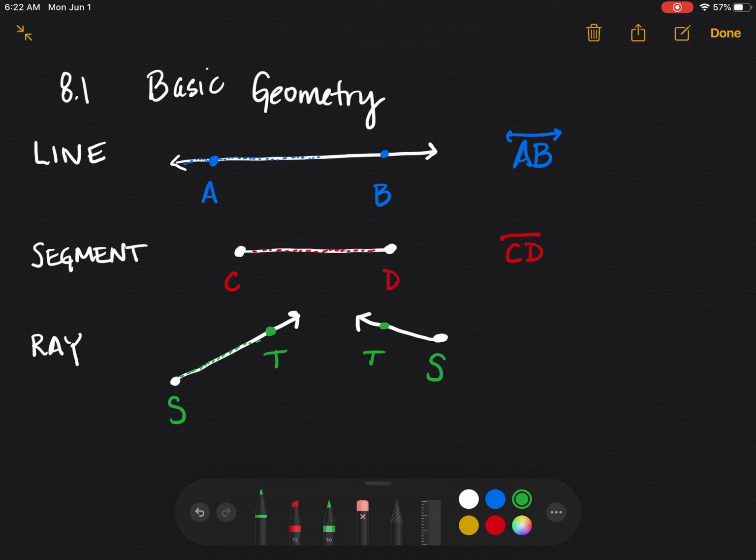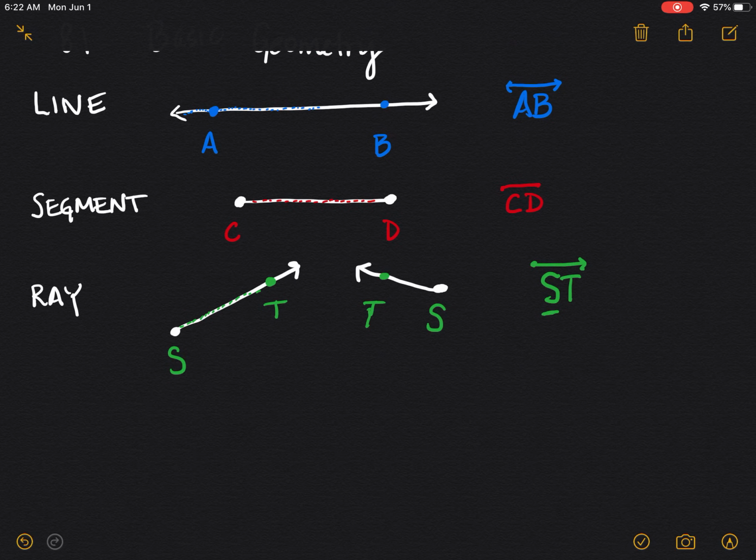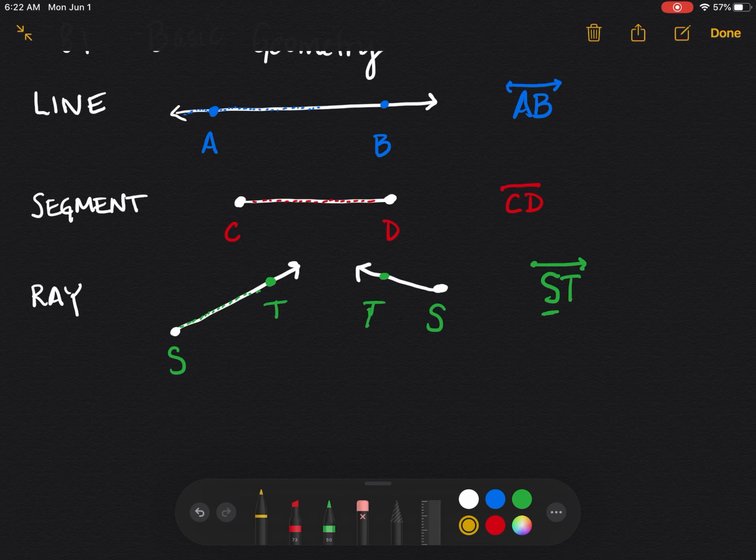That when I label it, no matter what direction this is going in, it is Ray ST. So we use the endpoint first, and then we draw that label on top of it, and that says Ray ST. Now you're going to have to label things on your homework tonight, and you need to use the proper symbol. If it's a line, be sure it looks like that. If it's a segment, it must look like that, and if it's a ray, it must look like that. Okay, I'm going to take these away so they don't get confusing.